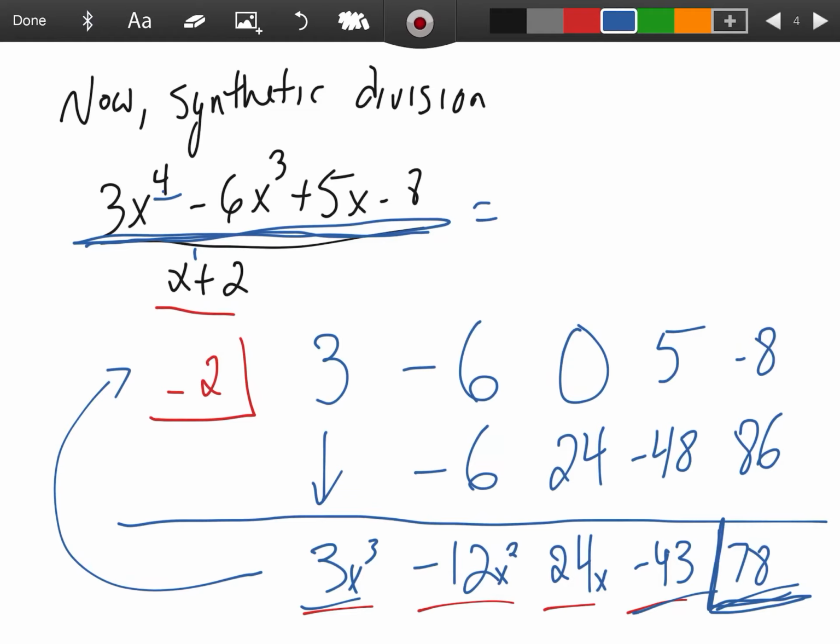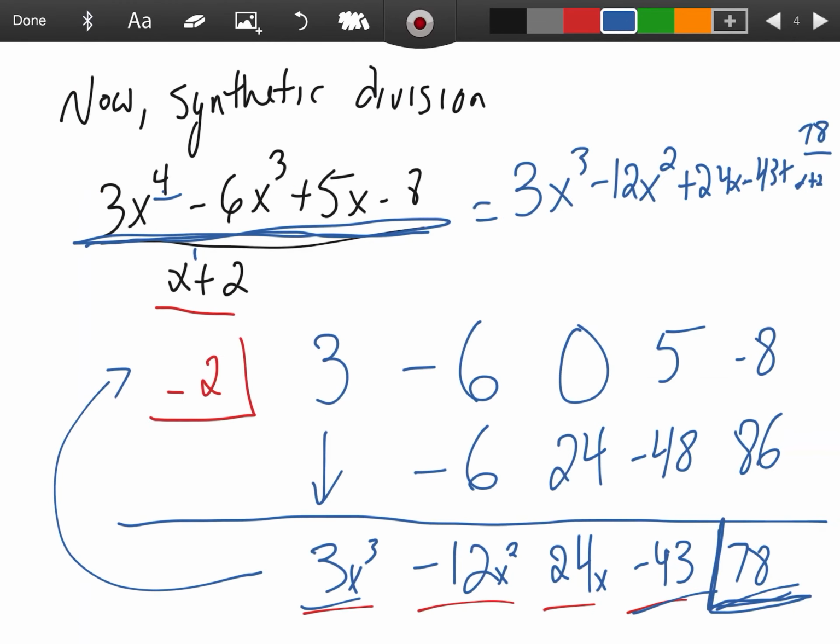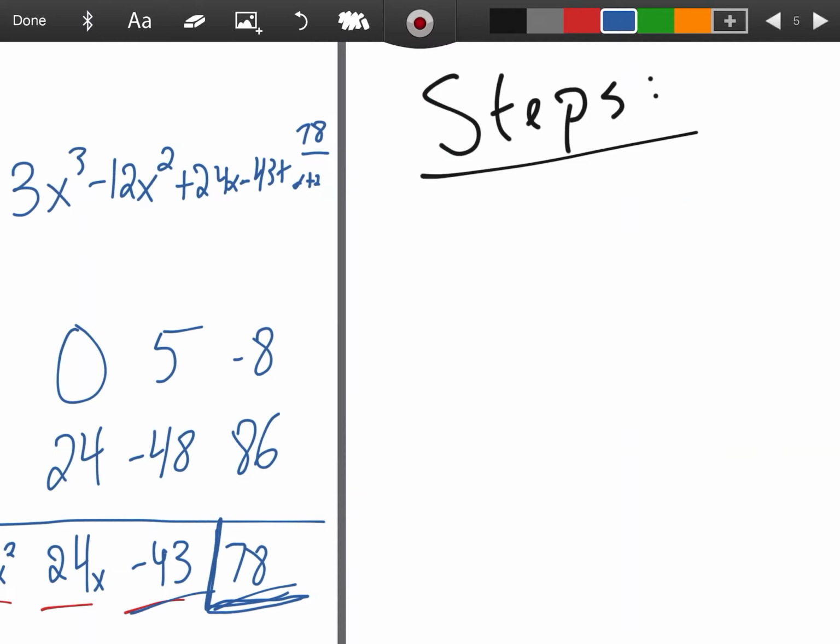78 is the remainder. So 3x cubed minus 12x squared plus 24x minus 43 plus 78 over x plus 2. All right, and we notice that is the same exact thing that we got from the polynomial long division. It's just much faster. And if you missed out on the steps, that's okay. We're going to cover them right now, and then we'll do another example problem with this, okay?